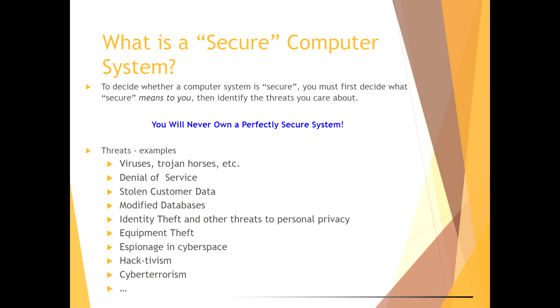So what is a secure computer system? To decide whether a computer system is secure, you must first decide what secure means to you. Then identify the threats you care about. So you will never own a perfectly secure system. Open source systems are there. Most of the systems use open source frameworks and applications nowadays.